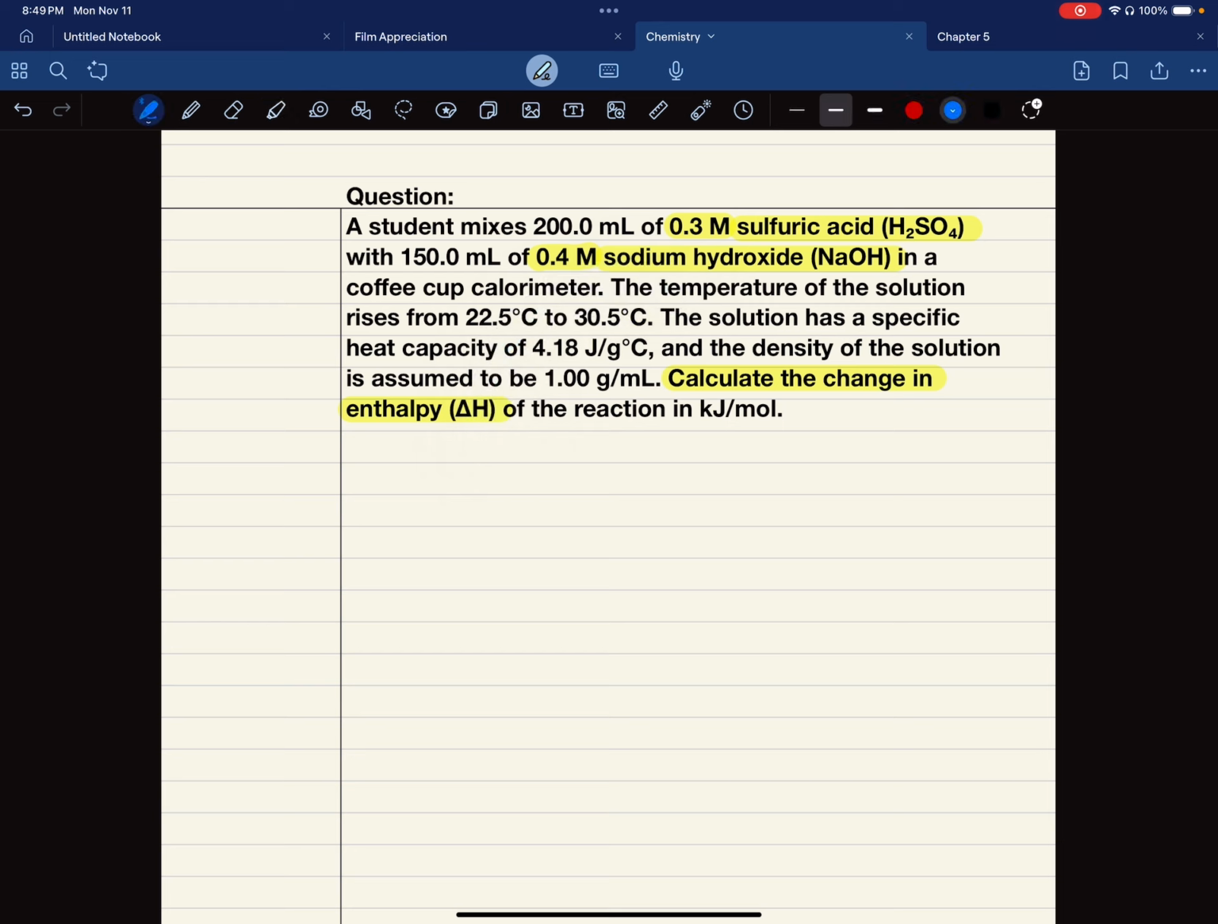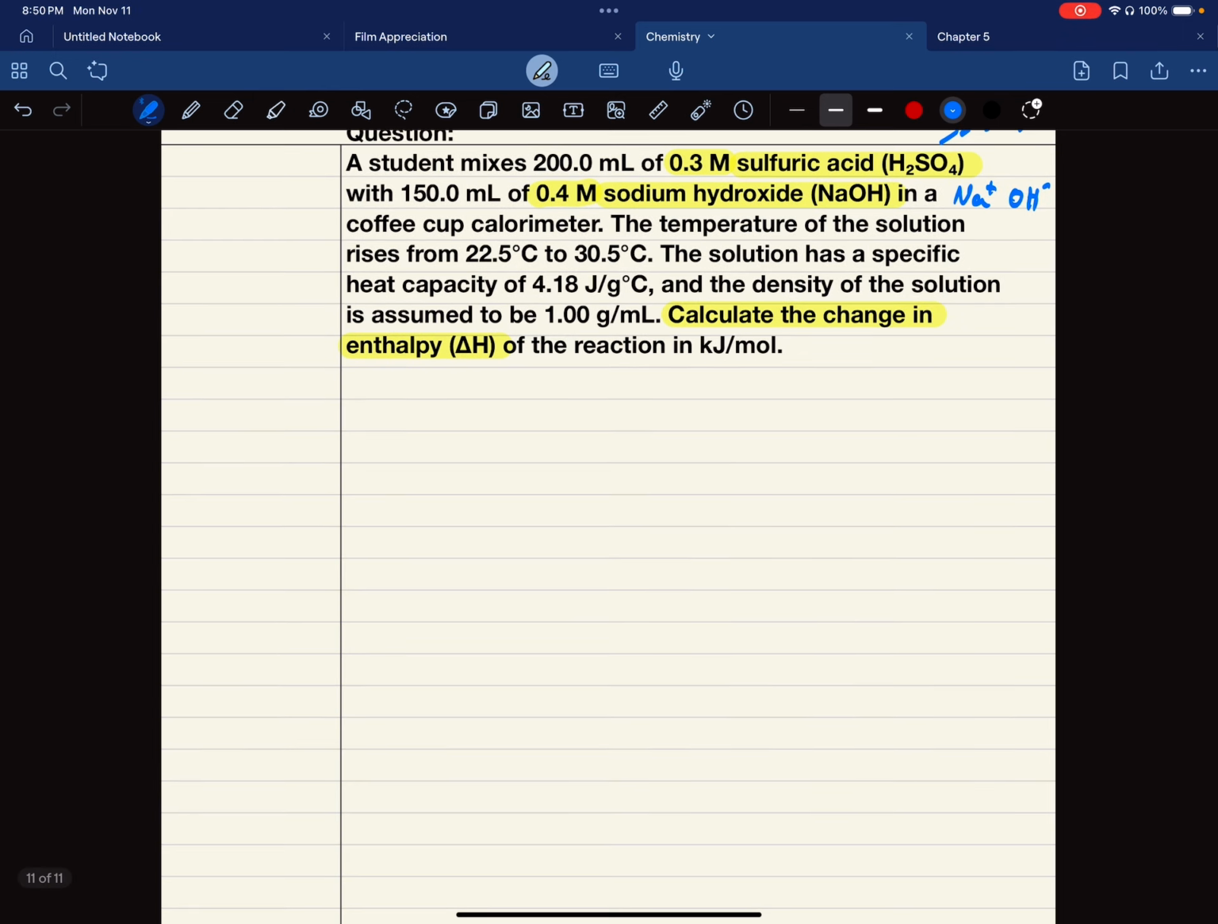So first of all, NaOH is an ionic compound, so we know that we have to write out its cation and anion, which is Na+ and OH-. H2SO4 is not ionic, it's molecular, but it breaks down into SO4 2- and H+.